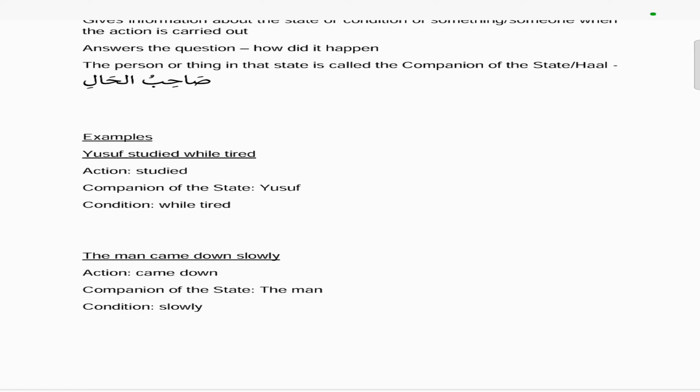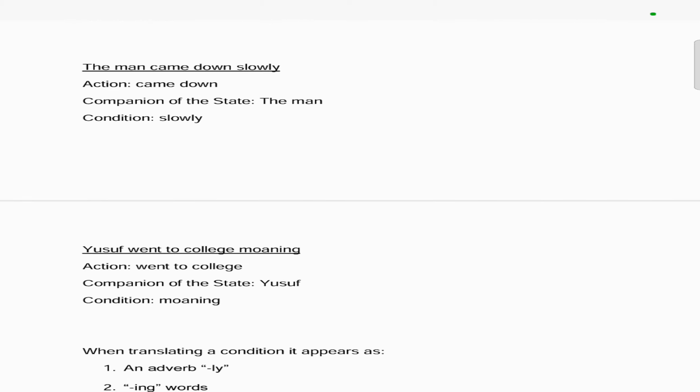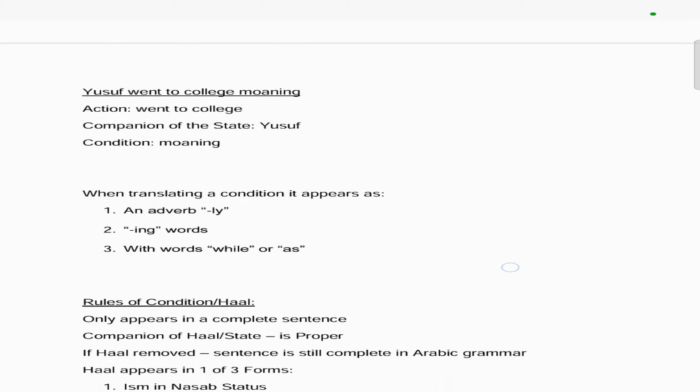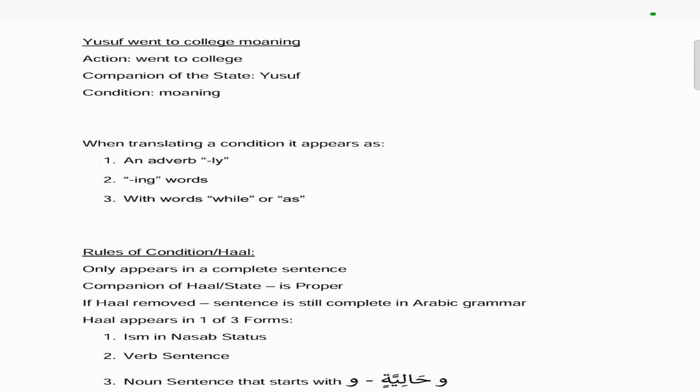So examples: we have Yusuf studied while tired. The action is studied, the companion of the state is Yusuf, and the condition is while tired. The man came down slowly. The action is came down, the companion of the state is the man, and the condition is slowly, meaning, what was the state? How did they come down? Slowly.